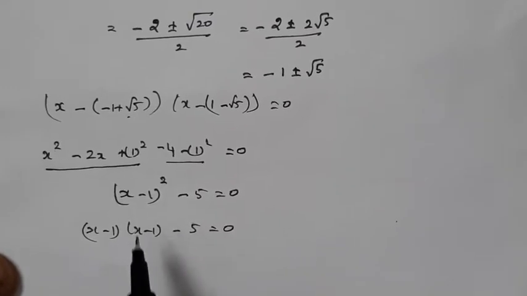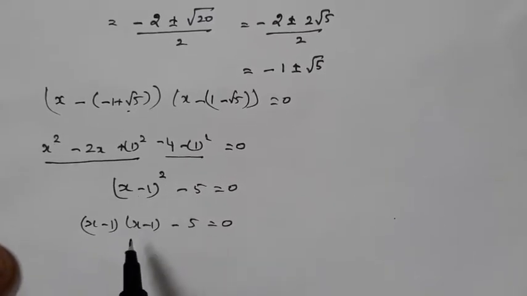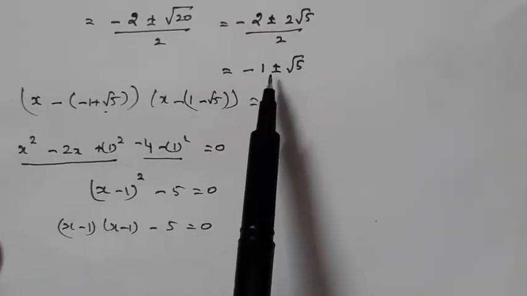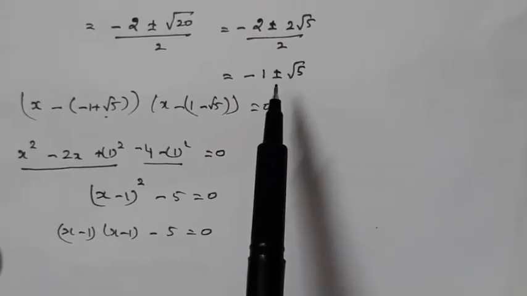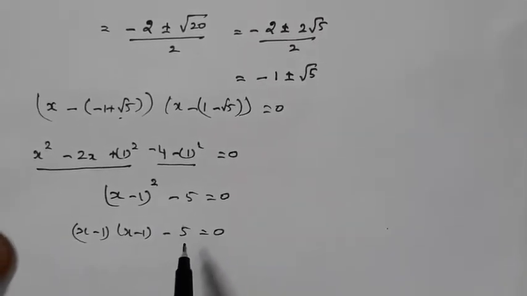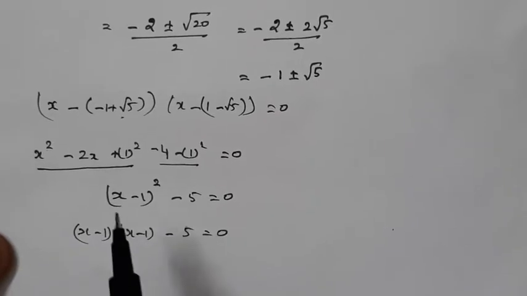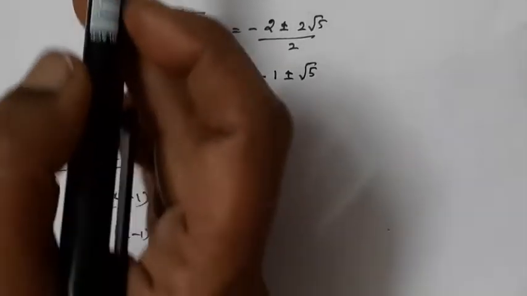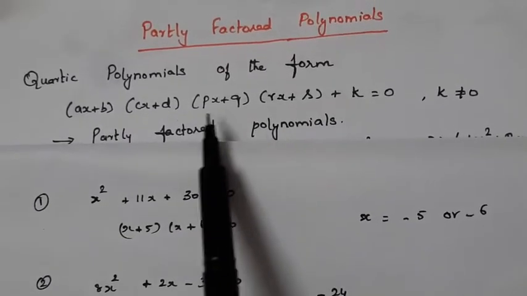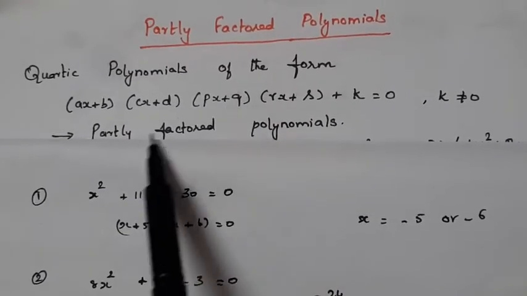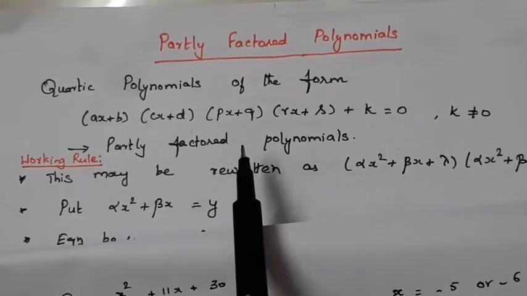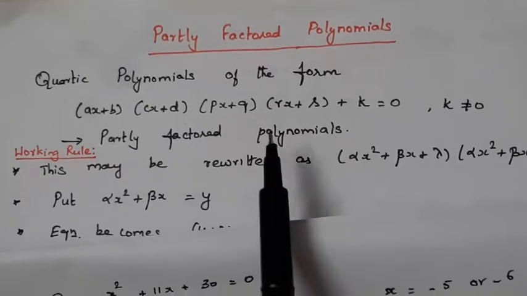Okay. So do you understand this? Where do you come across the partly factored polynomial? If the roots are irrational. Even if the roots are complex numbers, you will get such a partly factored polynomial. Okay. Likewise, in the quartic polynomial, if the equations are like this, then such polynomials are called partly factored polynomials. Now we are going to see how to find the solution for such polynomials.